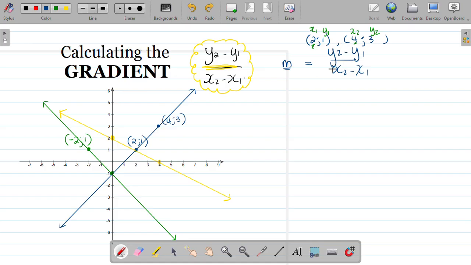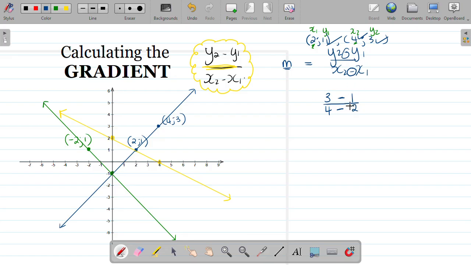So what was my y2? My y2 was the 3 over here. So you literally write that in place of y2, you write 3. Then a minus, that is this minus there. Y1, you just look for y1, and it is your 1 there. So you write 1 all over x2. x2 is going to be 4 minus, this minus comes from this sign over here, and then minus the x1, which was 2.